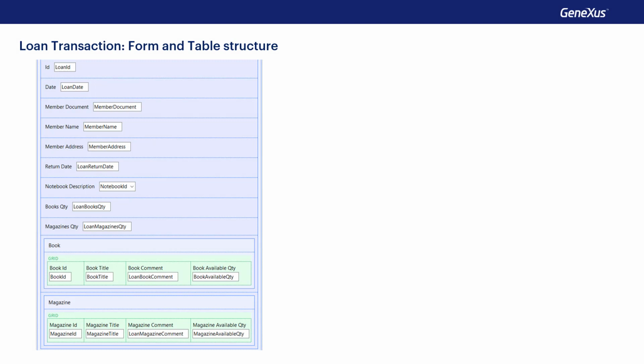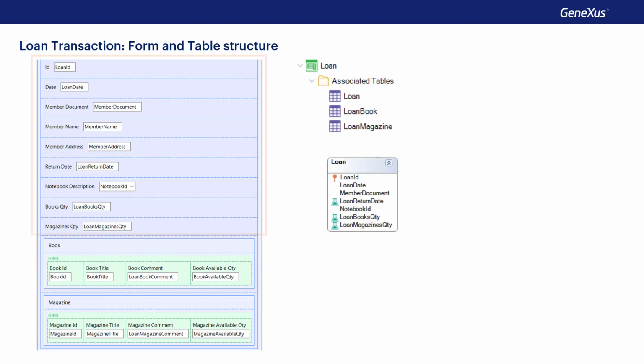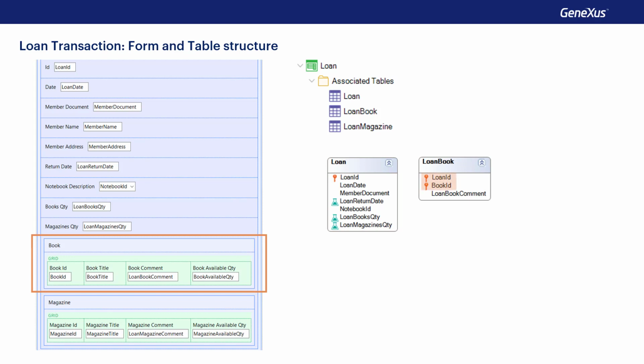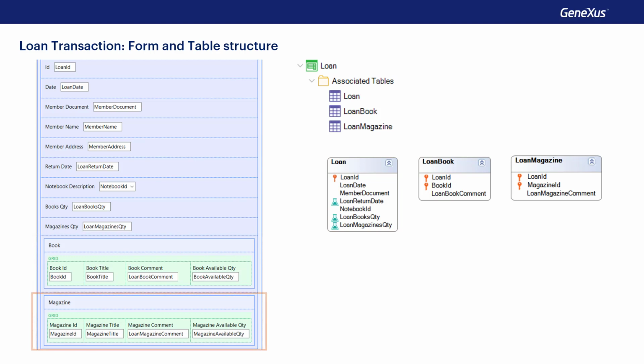But let's look at the form generated for the design we've made. What associated tables are created by GeneXus for this loan transaction? It creates 3 tables. Loan, associated with the first level, with loan ID as primary key. Loan book, associated with the book level, with loan ID and book ID as compound primary key. And loan magazine, associated with the magazine level, with loan ID and magazine ID as compound primary key. By defining 2 parallel levels, we see parallel grids in the form.